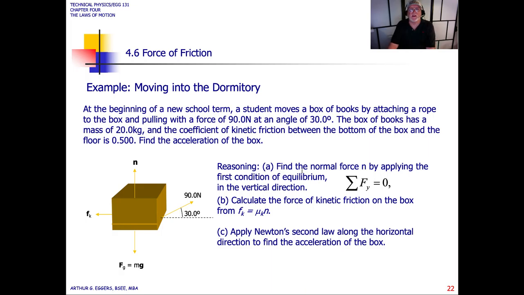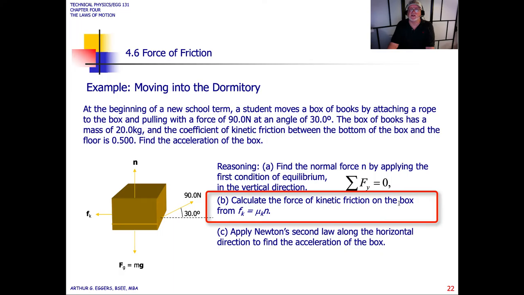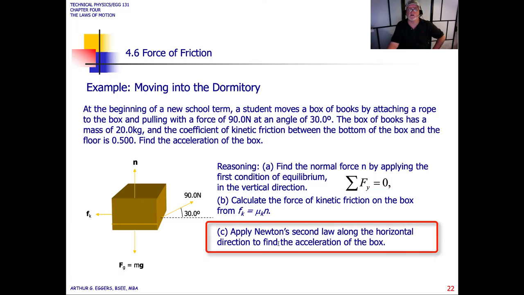The reasoning here is that, first, we're going to find the normal force N by applying the first condition of equilibrium. Up to that point, everything's static in the vertical direction, and we're going to sum all the forces in the y direction to zero. Then we calculate the force of kinetic friction on the box, F sub k, which is equal to mu k N. And then finally we apply Newton's second law along the horizontal direction to find the acceleration of the box.